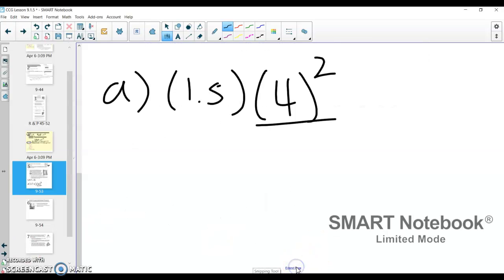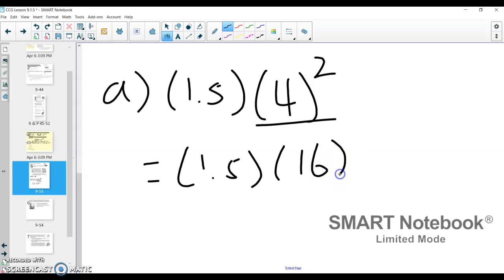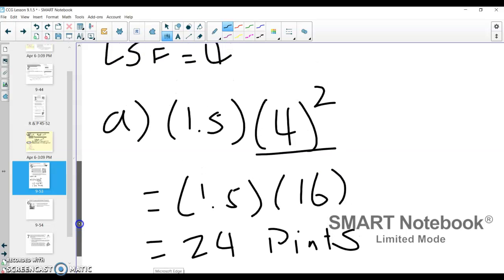And so what this turns into is 1.5 times 4 squared. 4 squared is the same thing as 4 times 4, and so this becomes 1.5 times 16, and when I multiply that out using my calculator, I get that that is 24 pints of paint. So we need 24 pints of paint to paint the big statue.